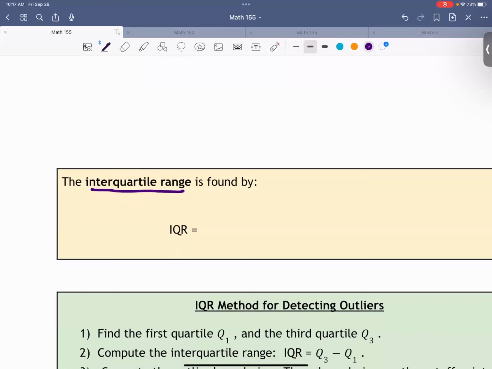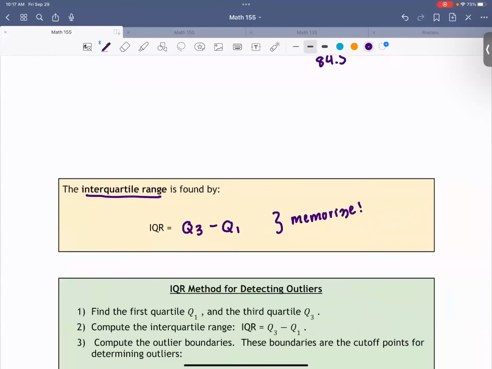So I'll give you the formula. It's Q3 minus Q1. This is a formula you should memorize. But you really don't have to memorize it because it's in the name, right? It's interquartile range. It's the range of the quartiles, Q3 minus Q1. Now, why do we even need to know about the IQR? It's because it's used in a formula to detect outliers.